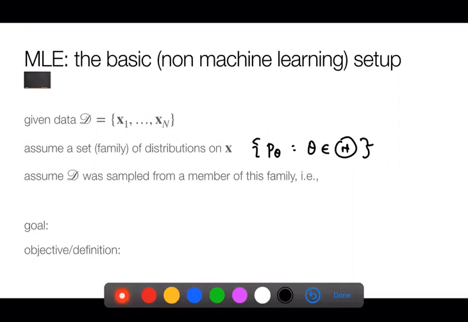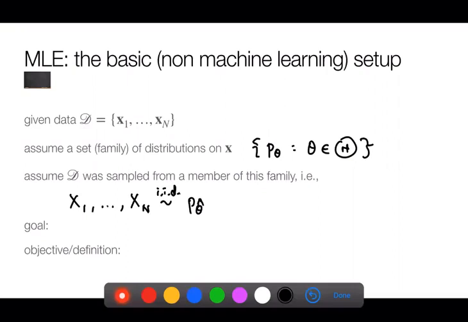What does that mean? Well, it means that X1, which is capital because they're random variables, all the way through Xn, was IID sampled from some P theta hat.